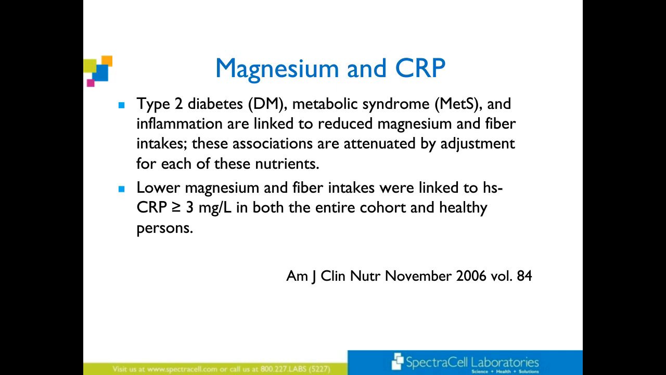The same thing is true with the CRP. You could be giving fish oils to lower CRPs, but you're really not getting to the root of the problem because magnesium or CoQ10 or some other nutrient may be deficient. So that's once again why we want to look at that.